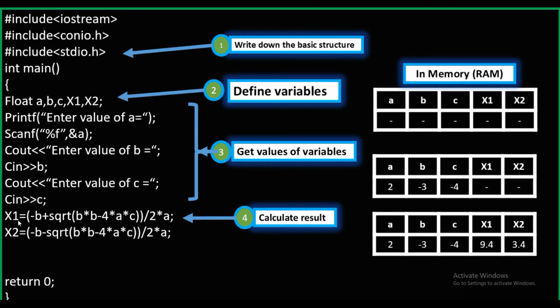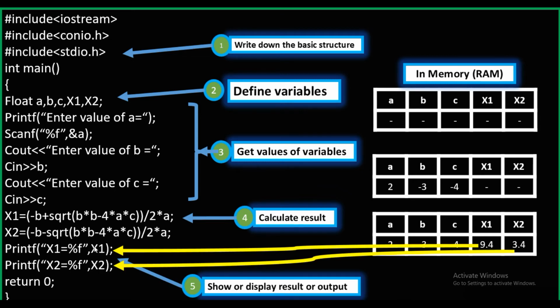In step 4, calculate the result. Use the formula minus b plus minus under root b square minus 4ac divided by 2a. For minus value and plus value, we have two solution set x1 and x2. So we write x is equal to minus b plus square root. For b square, we multiply b into b minus 4 into a into c divided by 2a. And same formula for negative value. In step 5, display the result x1 and x2.